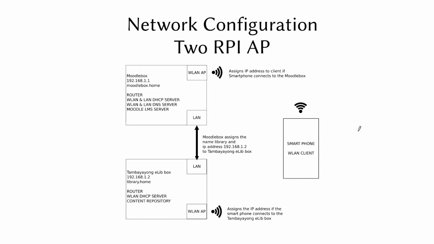Okay, so this is the network configuration of the two RPi serving as two access points. So if a smartphone by a student wants to connect to the wireless local area network, he or she can either connect to Moodlebox and he could still access Tambayayong through Moodlebox, or he or she could connect to Tambayayong and he could still access Moodlebox through Tambayayong.